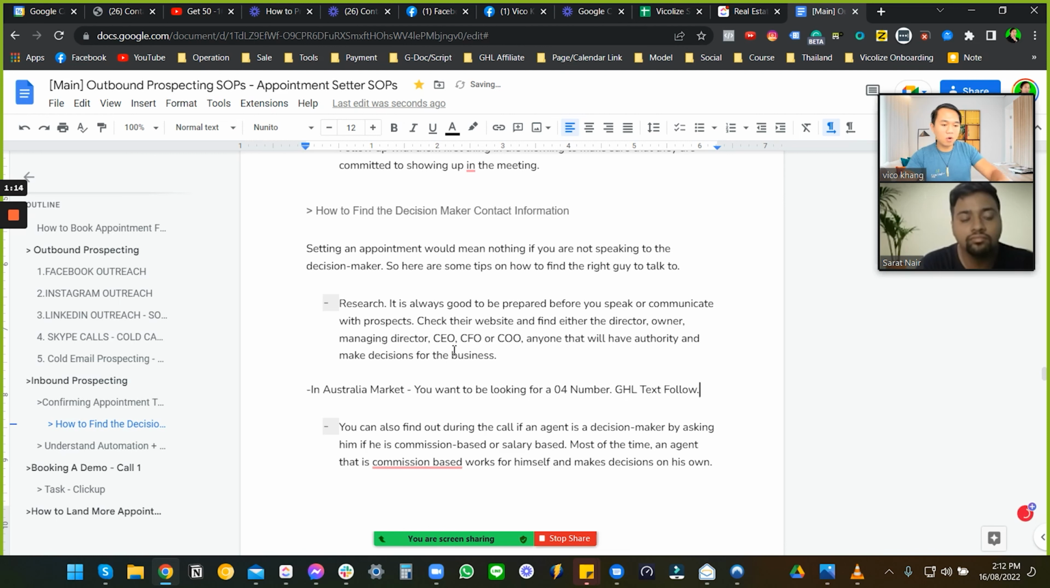So if they don't have the 04 number, they have a landline, most likely you're going to hit a gatekeeper. So if you're an appointment setter, it's your responsibility to call that landline number and get an 04 number. We don't want to be talking to a gatekeeper here. It's not the closer's job to talk to a gatekeeper. That makes sense? Right, so it's very crucial that you understand this in the Australian market, right?